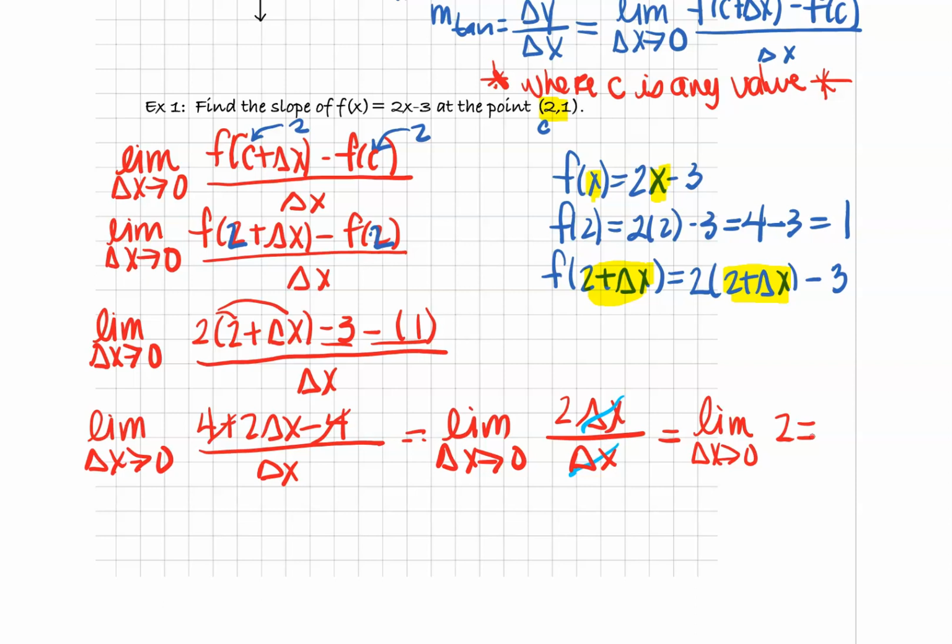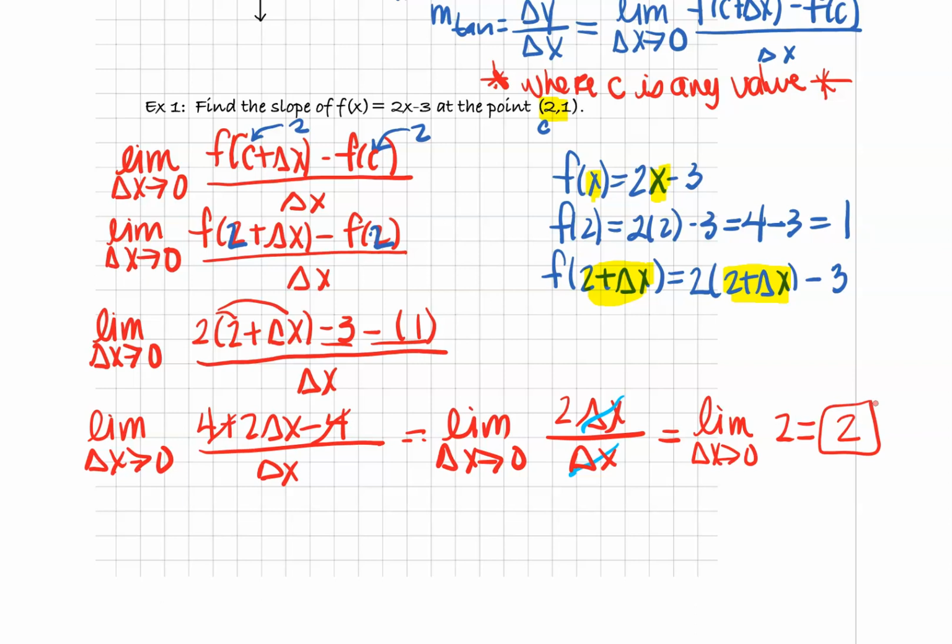And we know from previous things that we just plug that 2 into what we have, but this is just the limit of a constant. So this gives me 2. And so we can see that at the point (2, 1), it would have a slope of 2.